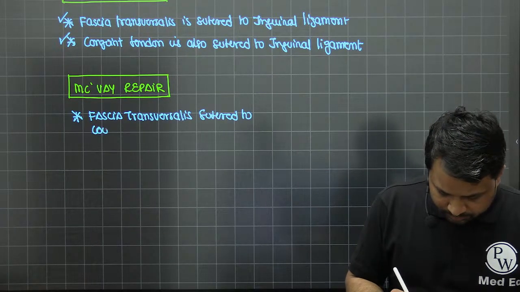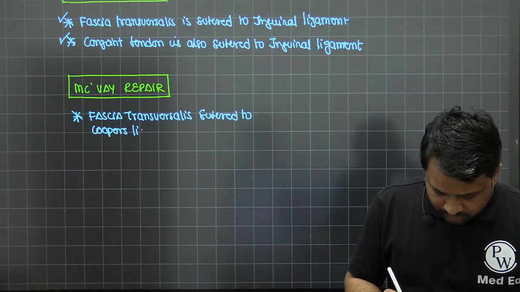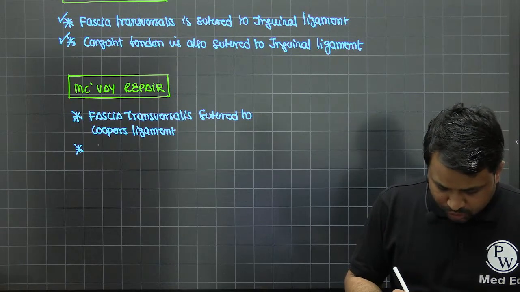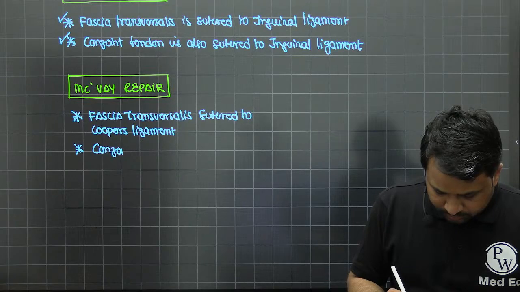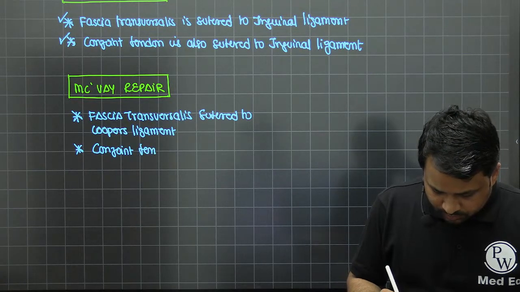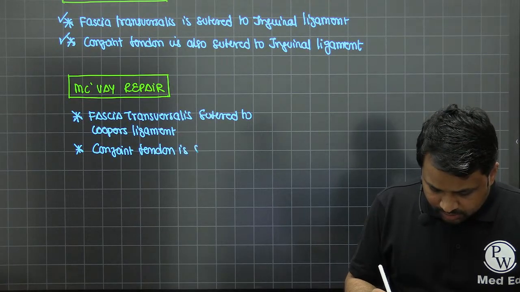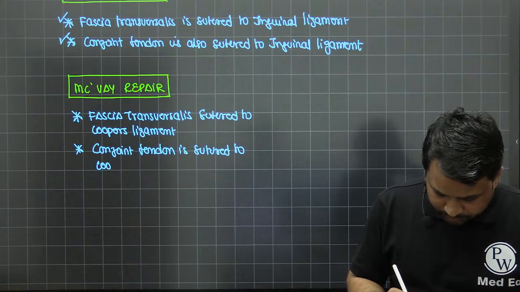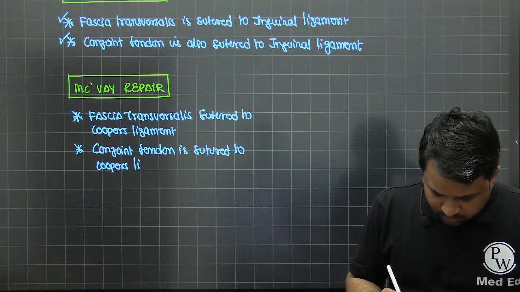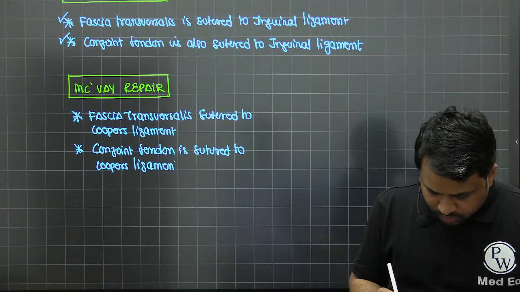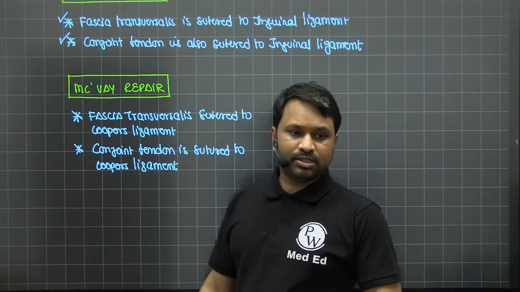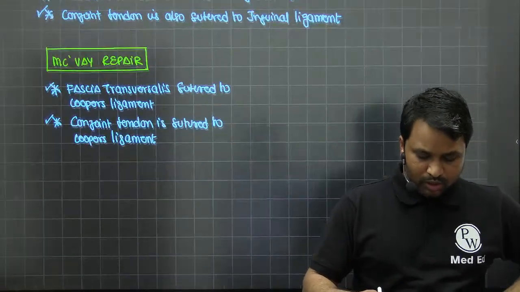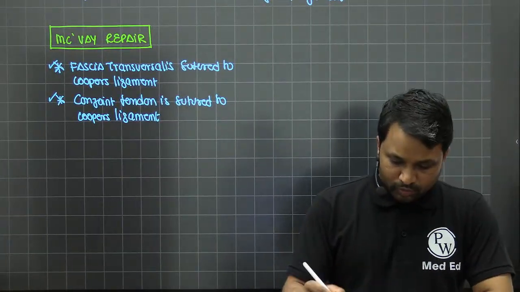Transverse ligament. Second, the conjoint tendon. First, you now know the fascia transversalis and conjoint tendon. Both of them are sutured to the Cooper's ligament. Where do you have this Cooper's ligament?